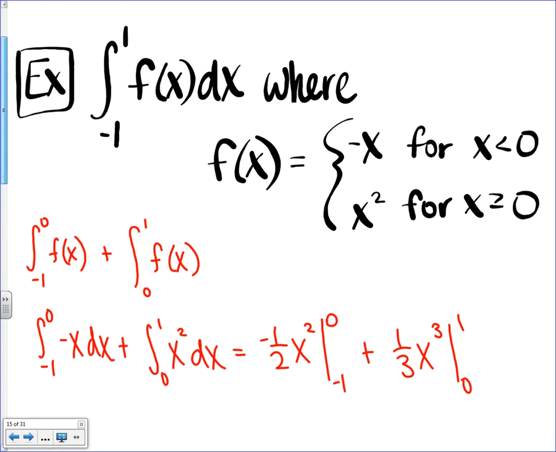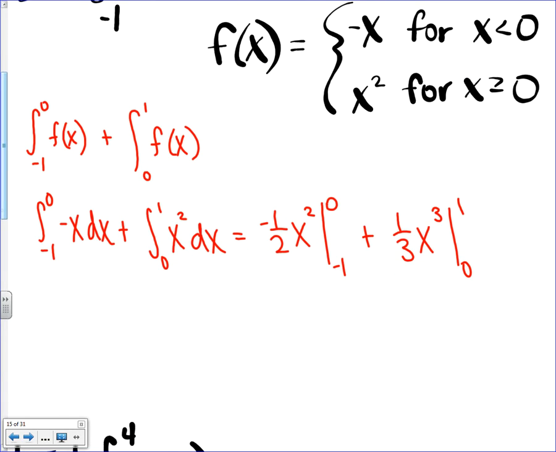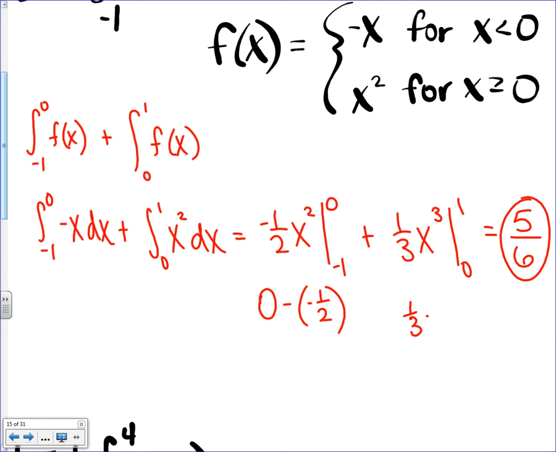And now I need to go ahead and plug in those values. And I get that my final area under the curve is 5/6. Okay, in the first one, I get 0 minus a -1/2. And the second one, I get 1/3 minus 0. And then obviously we would be adding those together to find the final answer.